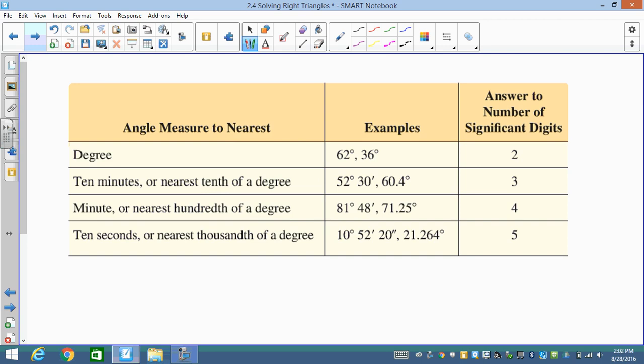Again, if you're not sure how to do this, then just go, oh, we're using one decimal place, so all my answers will be one decimal place. That is just as good as going through with that.